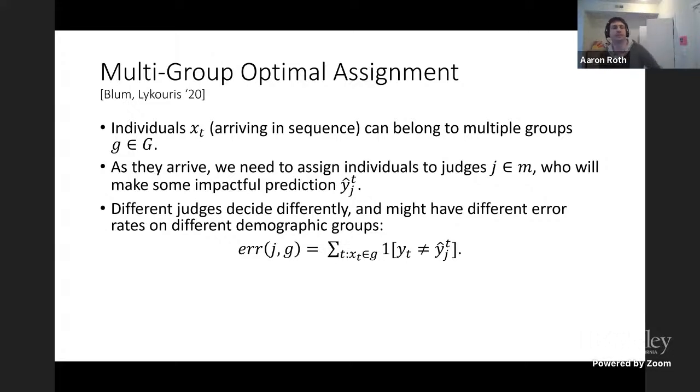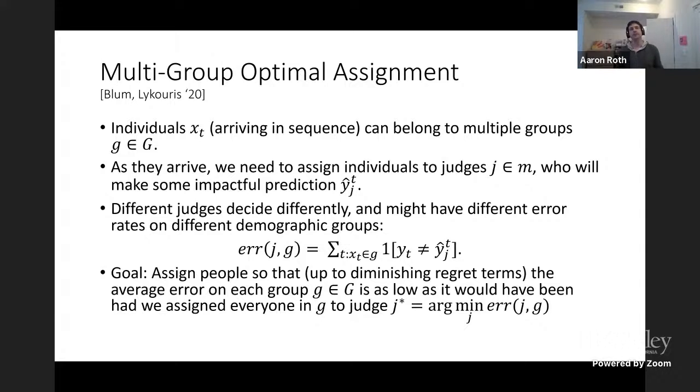Now, there's a bunch of judges, and the judges might have different error rates on these different demographic groups. Maybe some of the judges are better at making decisions for some groups than others. And so we can talk about the error rate of a judge on a particular demographic group. It is just the number of mistakes that that judge would have made on people from that demographic group had you assigned all of the people from that demographic group to Judge J. Okay, and the goal here is to assign people to judges so that, up to diminishing regret terms, if I look at the average error on each group G, it would be as low as if we had assigned everyone from that group G to the judge who, in hindsight, had the lowest error for that group. So it's a no regret guarantee.